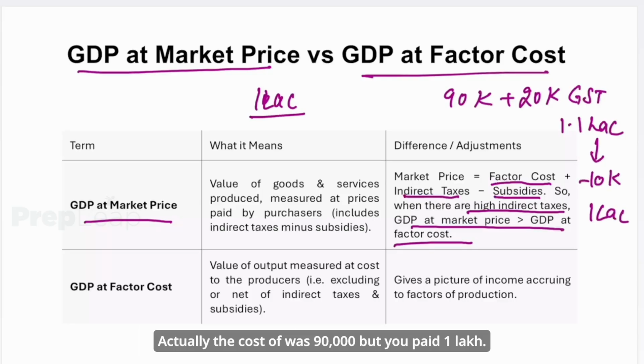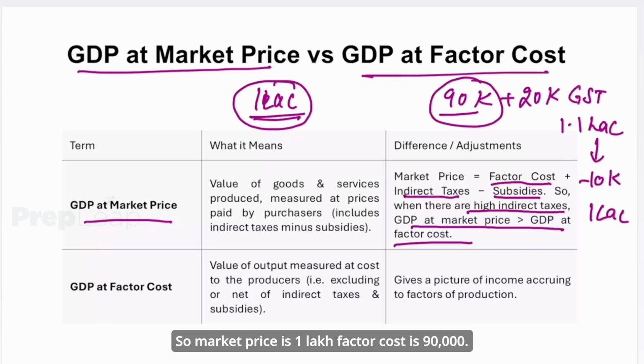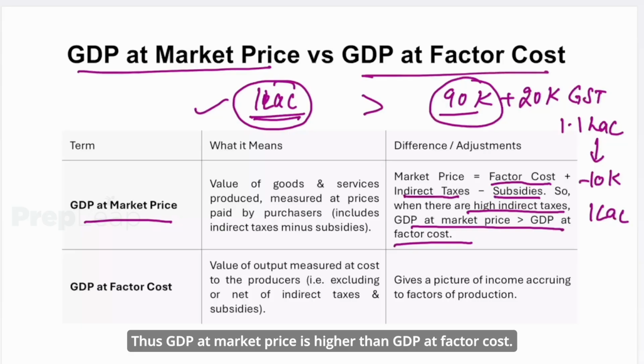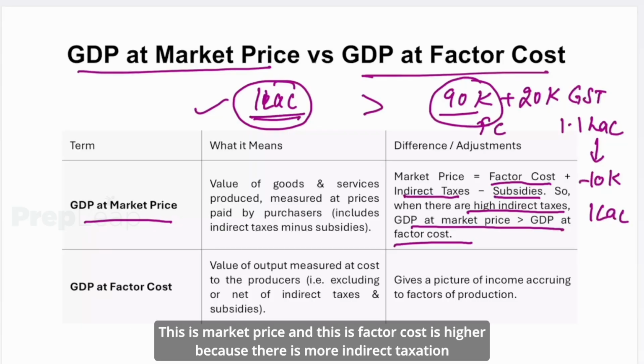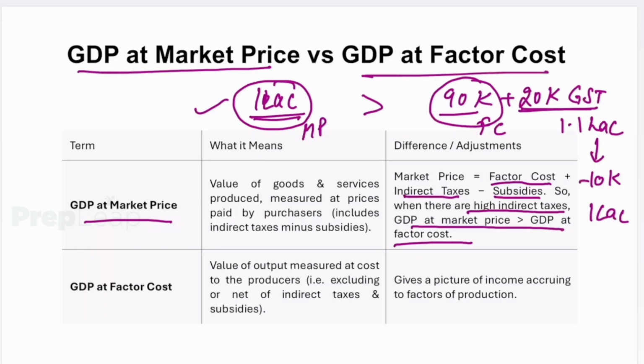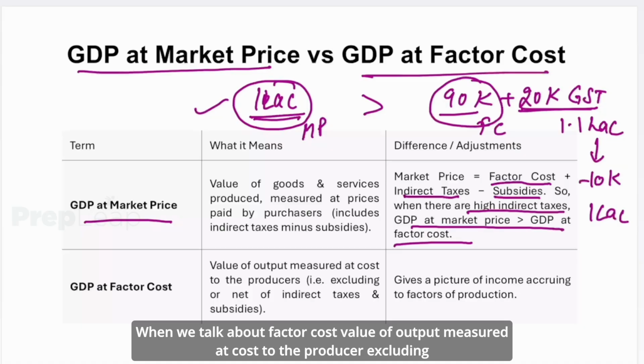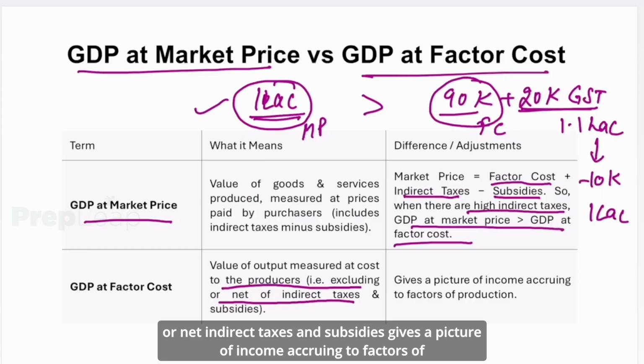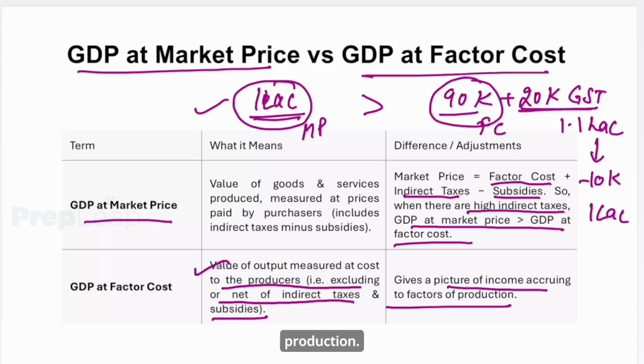Actually, the cost was 90,000, but you paid 1 lakh. So market price is 1 lakh, factor cost is 90,000. Thus, GDP at market price is higher than GDP at factor cost. This is market price and this is factor cost, which is lower because there is more indirect taxation in market price. When we talk about GDP at factor cost, value of output measured at cost to the producer, excluding net indirect taxes and subsidies, gives a picture of income accruing to factors of production.